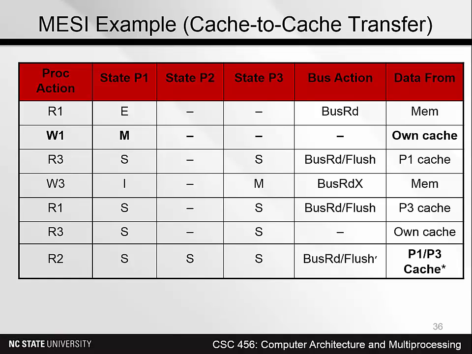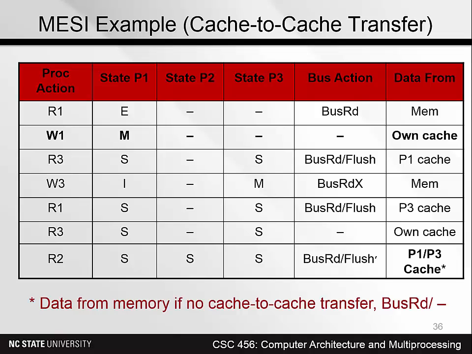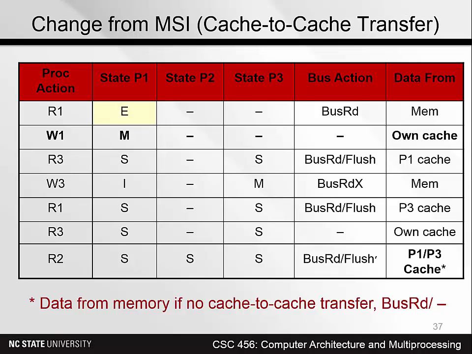Also notice where the data comes from. It comes from a cache, except in two cases. The first, read from memory, when the block changes from state S to state M. In the latter case, if bus upgrade were used, data would come from the cache. But if there were no cache-to-cache transfer, data would have to come from memory on the last read.